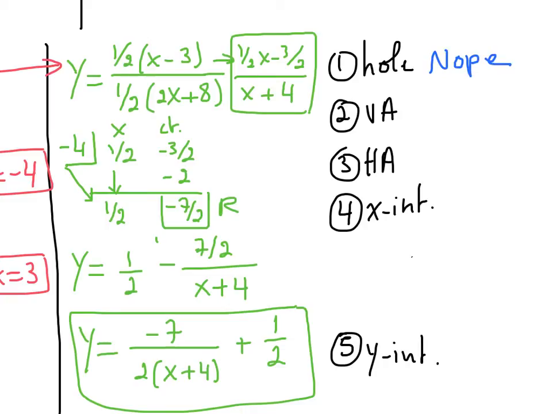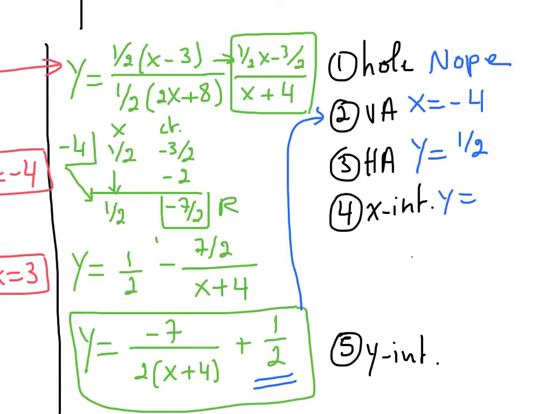VA, we're still going to look over here and say what makes the denominator equal to 0, and it's going to be x equal -4. HA is going to be the k, the vertical translation, so that will give you y equal to 1/2. The x-intercept, we're going to make y equal to 0, we're going to solve for x. So if I have this equation, -7/2 times x plus 4 plus 1/2 equal to 0, go ahead and subtract 1/2 from both sides.